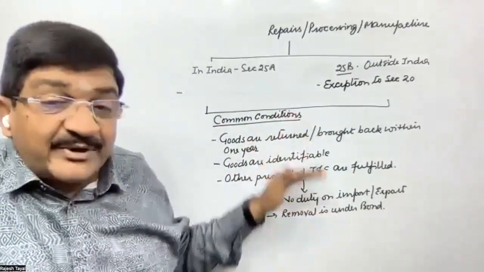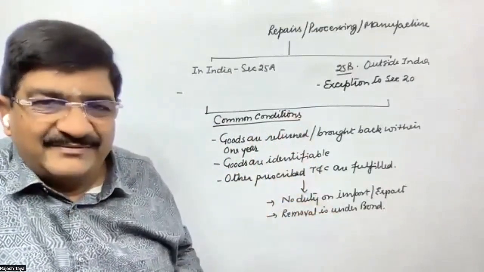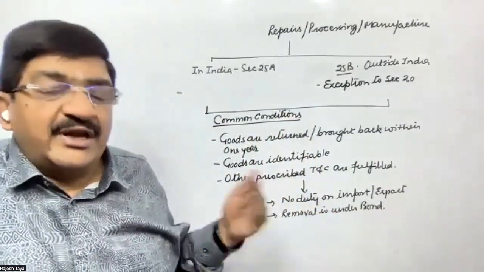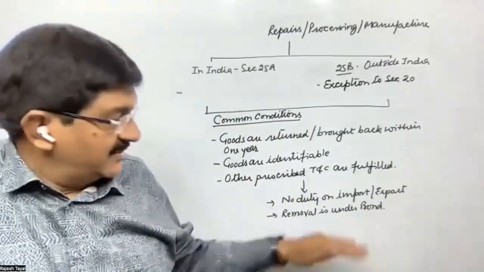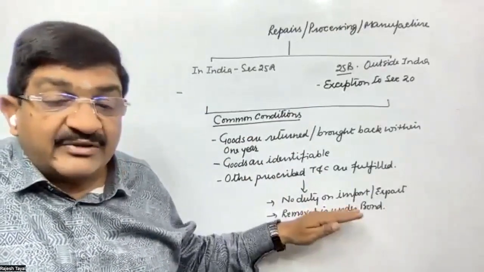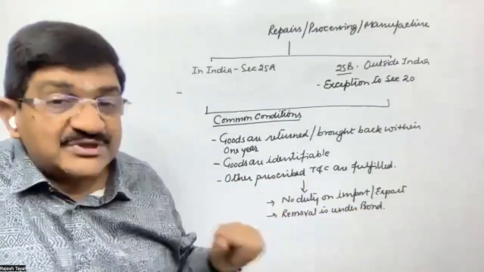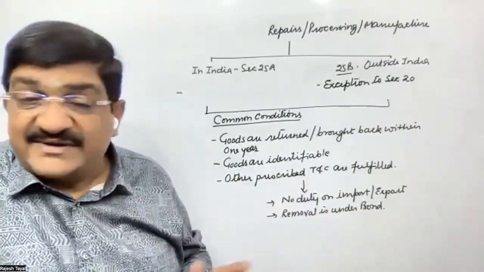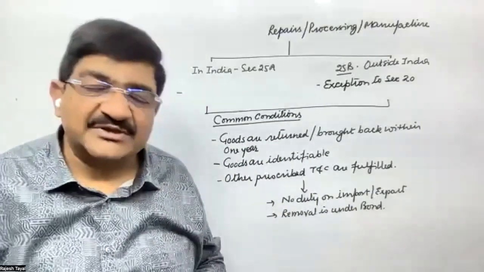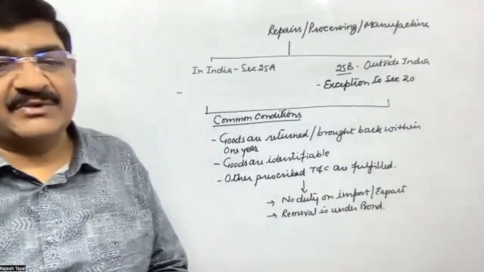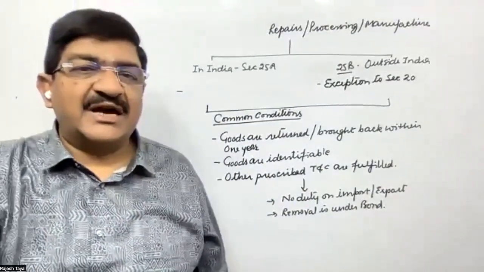Otherwise, if we fail to get back the goods within 1 year, then what happens? Goods sent outside India for processing or manufacture that are not returned within a period of 1 year: then the bond can be executed, and execution of the bond means you have to realize the export proceeds. Section does not provide for extension, but in exceptional situations, extensions are allowed.